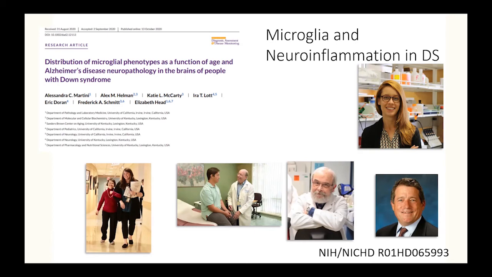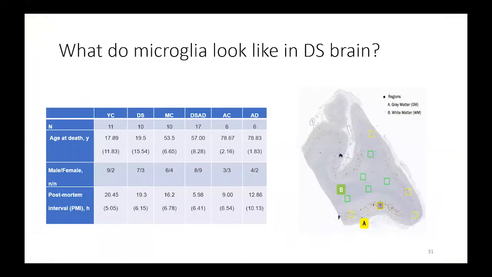And so what we did is a case series looking at the different microglial phenotypes that we observe in the brains of people with Down syndrome. For this study, in a similar setup, we had young controls, their age-matched cases with Down syndrome, middle-age controls, DSAD, aged controls, and Alzheimer's disease. And there are our ages of death, our distribution of males and females, and our postmortem intervals.